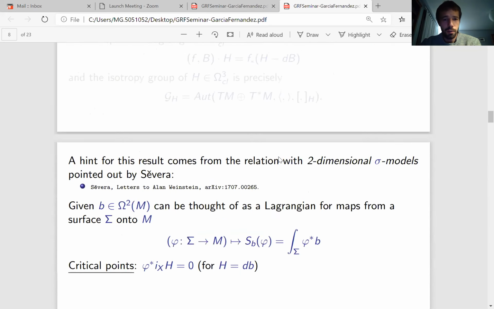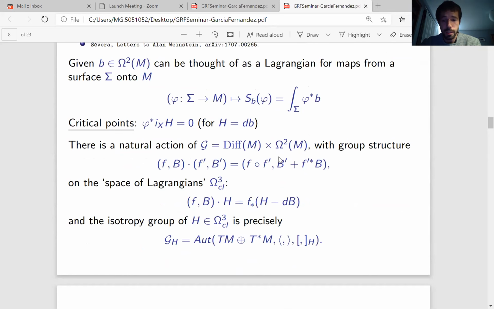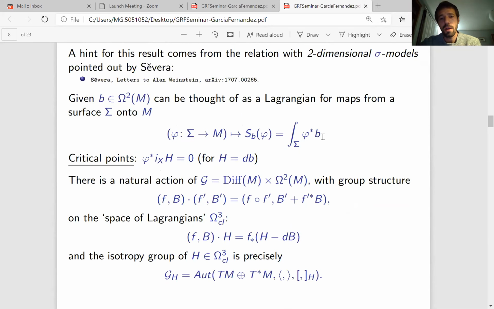And then what I was trying to say the other day, maybe, is this, that there is a natural action on the space of Lagrangians. So you can think of any of these B's as a Lagrangian, but since the equation of motion, the critical points, only depends on dB, you can think of the space of closed three forms here, morally or abstractly, as a space of Lagrangians for these two-dimensional field theories. And then there is a natural action of the semi-direct product of diffeomorphisms by two forms, which is described in this way. I mean, this is the product structure. The action is given by this.